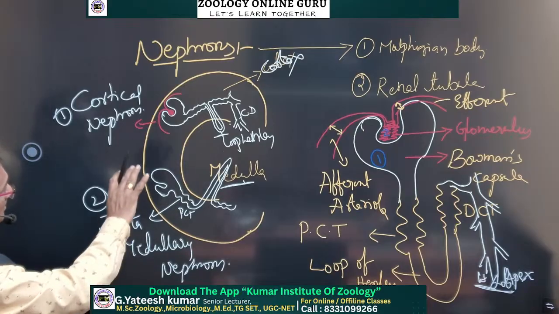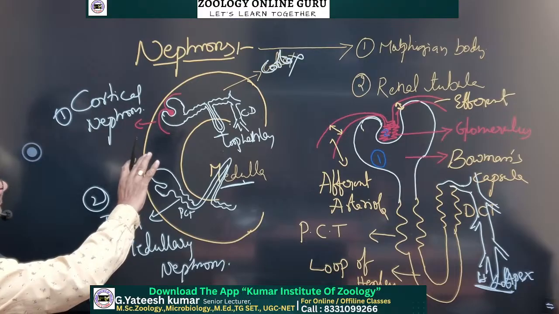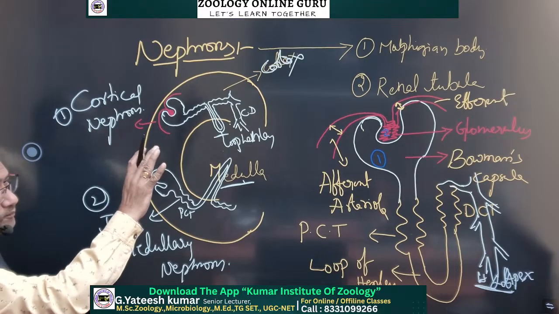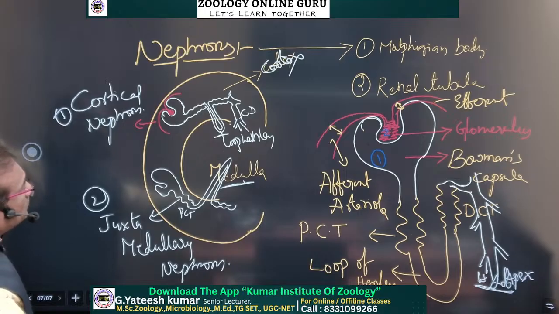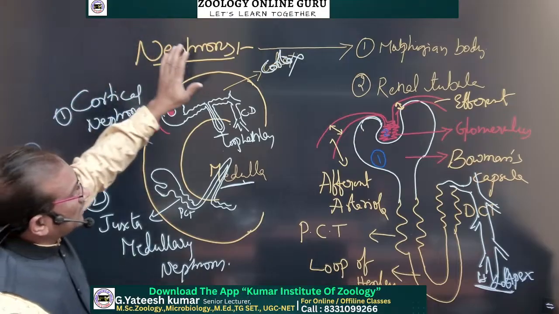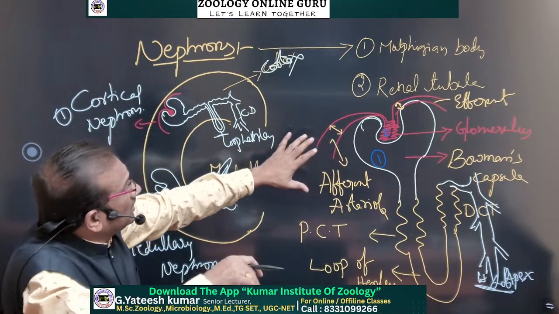Like this, all the nephrons are present in the kidney. They are more than 10 lakhs, means 1.3 to 1.5 million nephrons are present in a single kidney, and these are arranged in two locations. One is cortical nephrons, and the second one is where the Henle's loop is deeply present inside the medulla region, called juxtamedullary nephrons, and each nephron contains these parts.